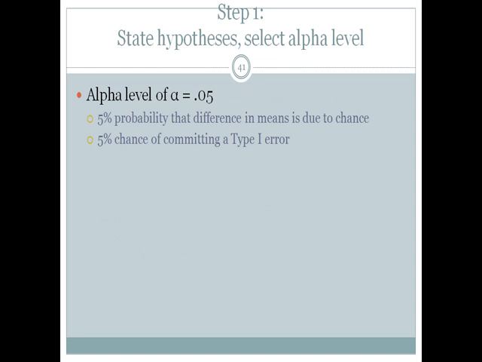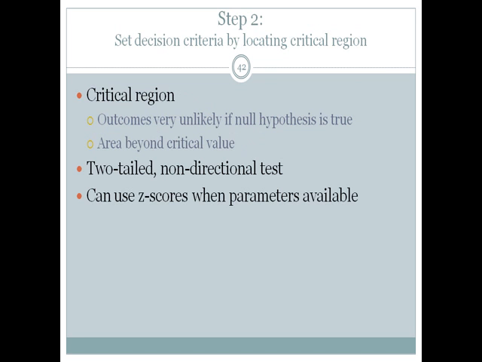So step 2, select criterion. We want to identify the critical region, the region in which if we find an outcome there, it means it is very unlikely the null hypothesis is true. If we are using a two-tailed non-directional test and we're using z-scores like in this example, then the cutoff point, the critical regions, are going to be defined by plus or minus 1.96 in terms of z-scores.